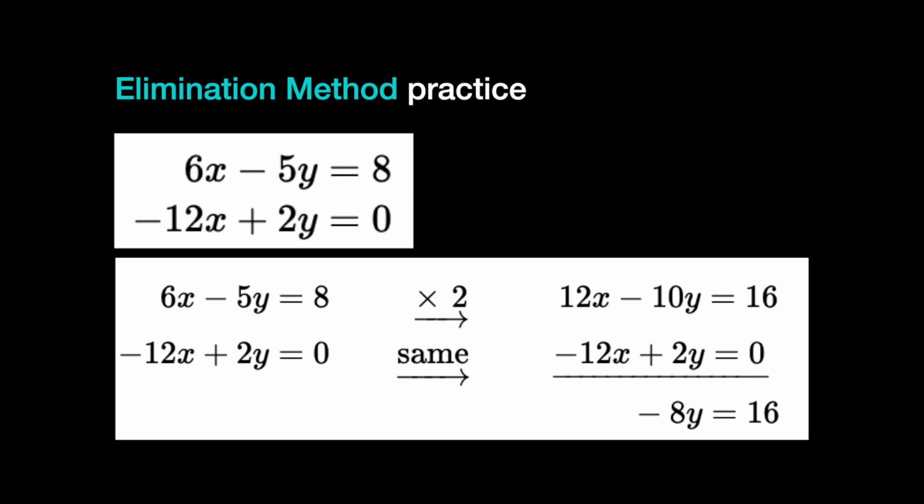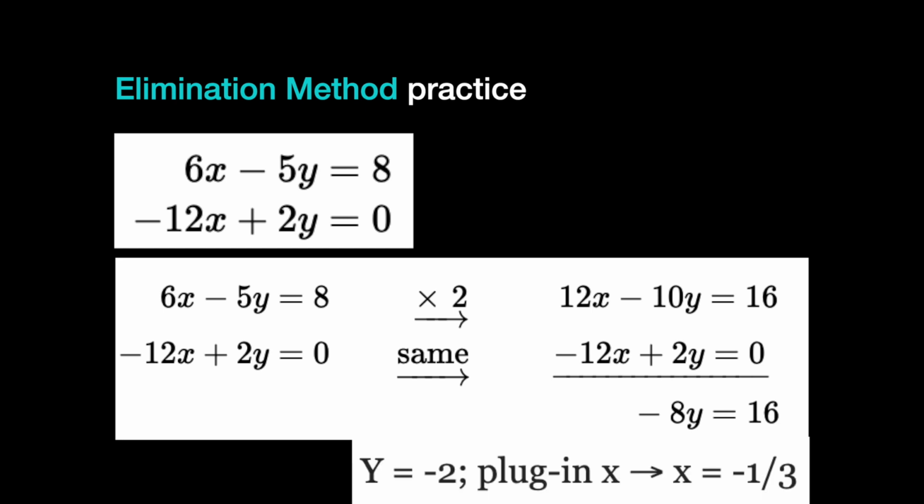Finally, 16 plus 0 is just 16, and negative 10y plus 2y is equal to negative 8y. So we're left with negative 8y is equal to 16. y then is equal to negative 2. We plug in and we get x is equal to negative 1/3.